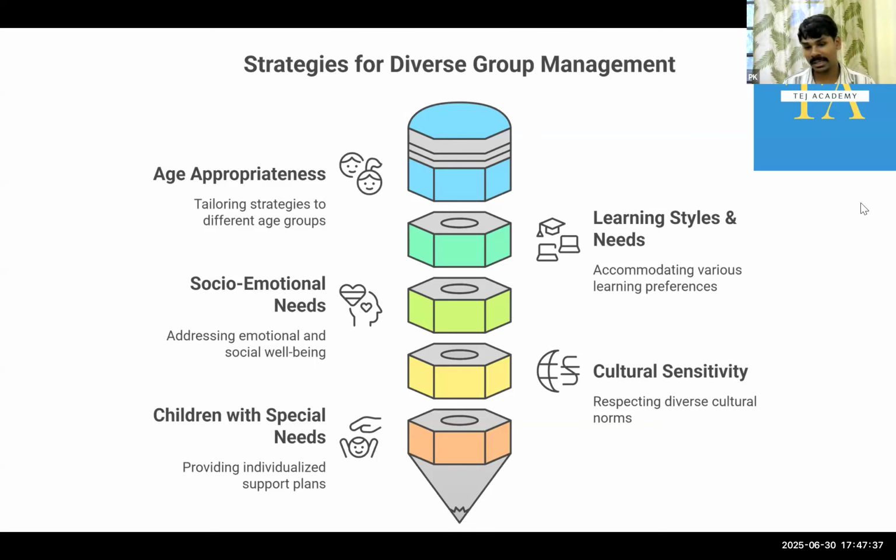So the strategy that you're planning, the way you're managing and giving group activity should be able to cover all the learning styles and needs of the learners. Then socio-emotional needs. Socio-emotional needs also differ from learners to learners. So we should always try to understand the students' backgrounds. And you should have an awareness of their mental health, which is very much important. Then cultural sensitivity. Cultural sensitivity is respecting diverse cultures, norms, and communication styles that exist among learners.